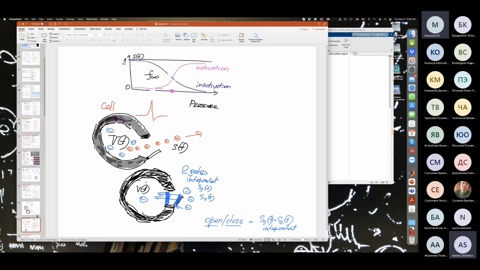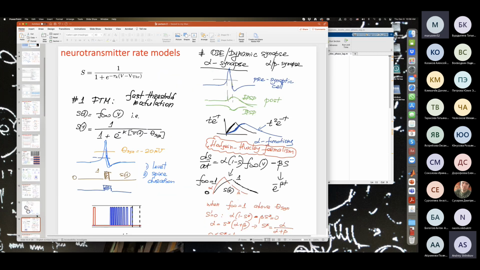Okay, so go next. The other approach, which I mentioned last time, is called FTM. You use this function, which is just an algebraic equation, basically the sigmoidal function between 0 and 1, a smooth interpretation. As soon as a spike goes above synaptic threshold, you get that probability of 1, otherwise it becomes 0.